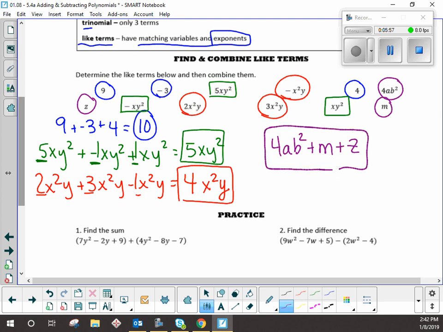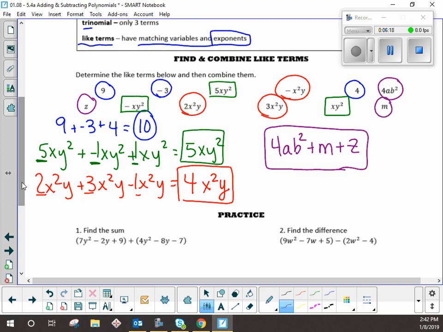And the reason why I'm pointing that out is because sometimes people get it in their head, okay, nothing matches. I can't add anything. But they'll give me nothing for an answer, like a blank. But it's not blank. It's this, 4ab squared plus m plus z. That would be your answer. You just leave it alone.